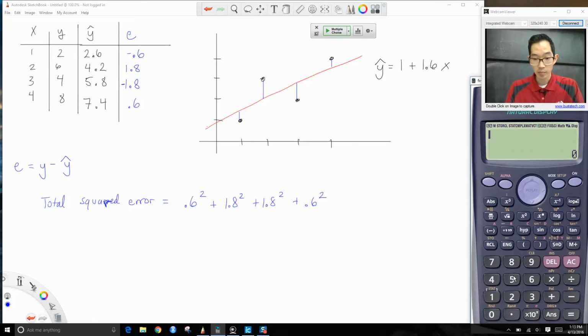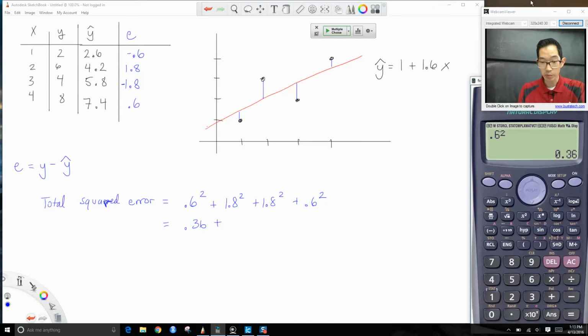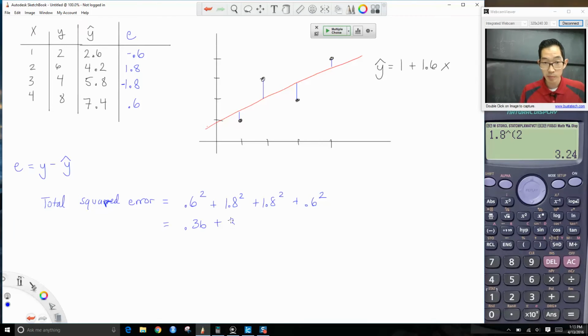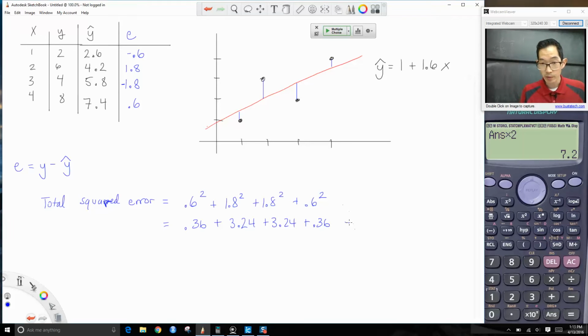Okay, so I got 0.6 squared, which is 0.36, and 1.8 squared is 3.24. So I'm going to add this. So I get a total of 7.2.